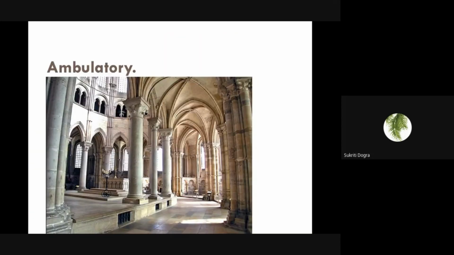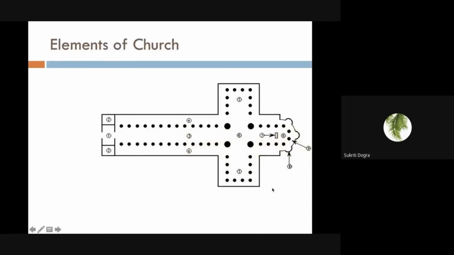And this is the area where you take a complete pradakshina, or circumambulation. This is your ambulatory path, which is installed around your elevated platform, your apse.